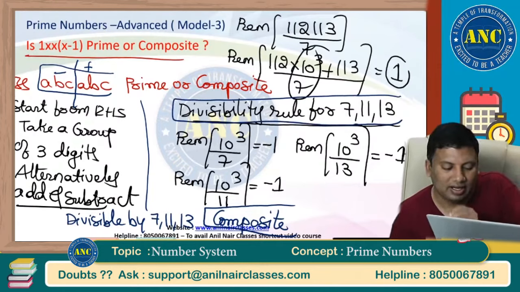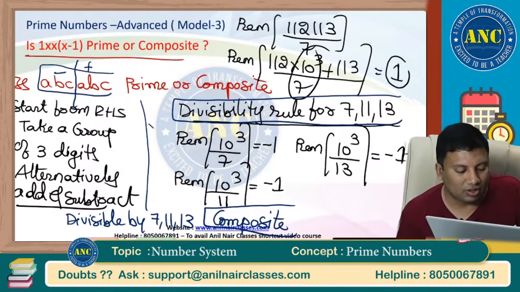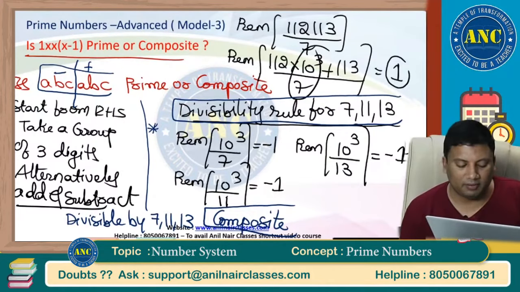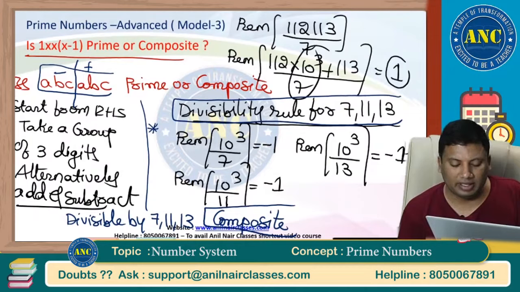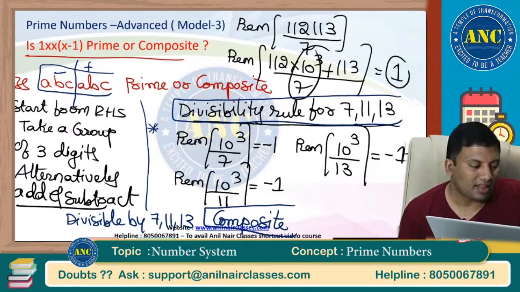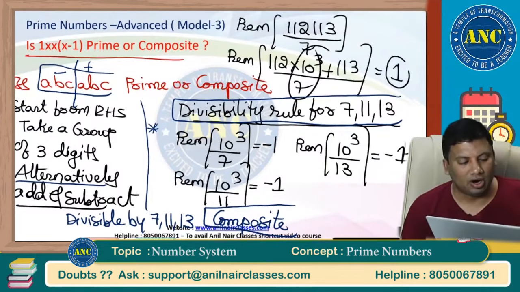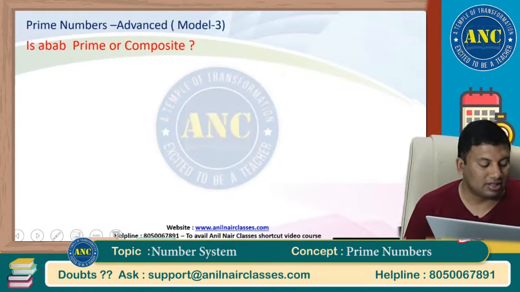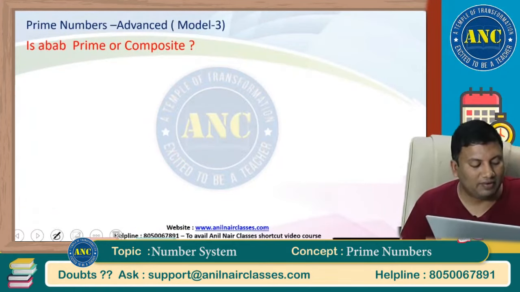Divisibility rule for 7, 11, 13: 10 cube divided by 7 gives minus 1, 10 cube divided by 11 gives minus 1, 10 cube divided by 13 gives minus 1. Start from the right hand side, take a group of 3 digits, alternately add and subtract. These are all questions from previous year exams.